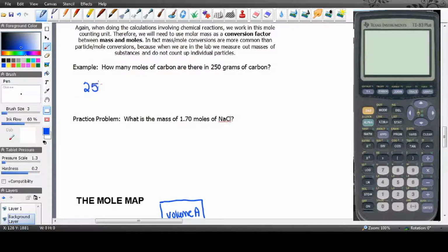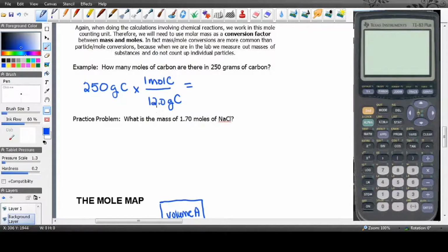So I'm going to start with my given value, 250 grams of carbon. If I want to know how many moles that is, I need the molar mass of carbon. And again, the molar mass is the amount of grams in 1 mole of that substance. It's always the amount in 1 mole. So I look on the periodic table at carbon. 1 mole of carbon has a molar mass of 12 grams.